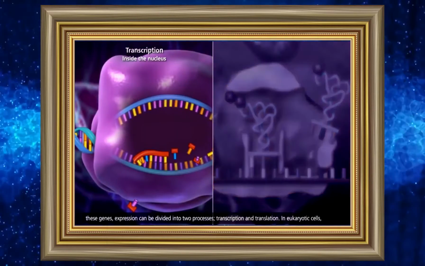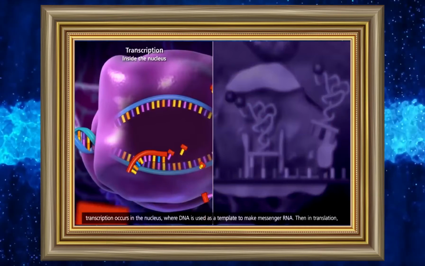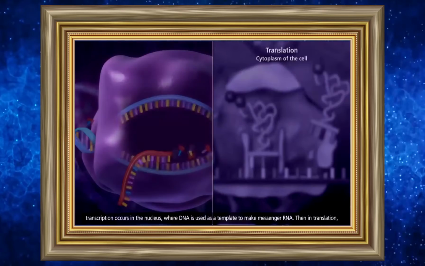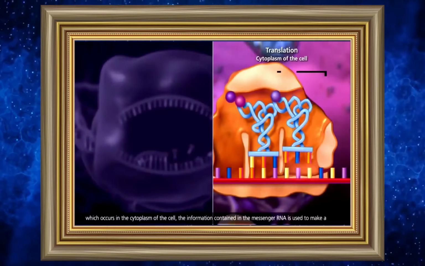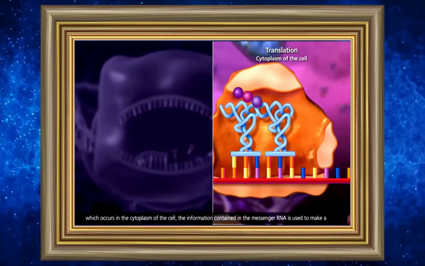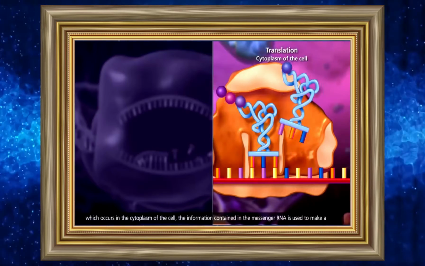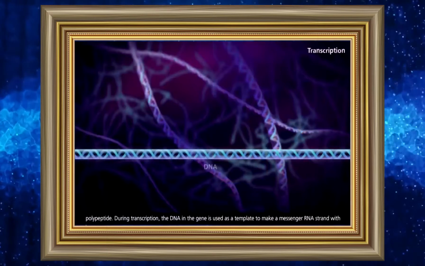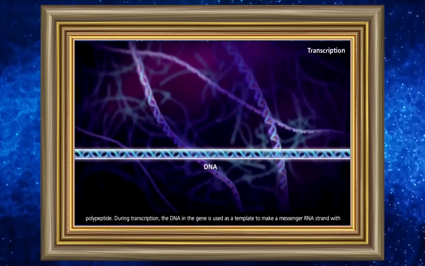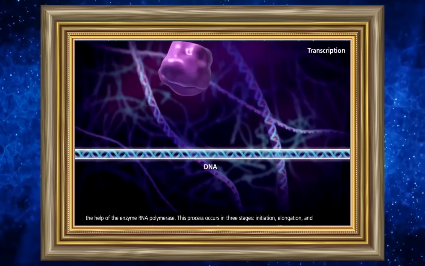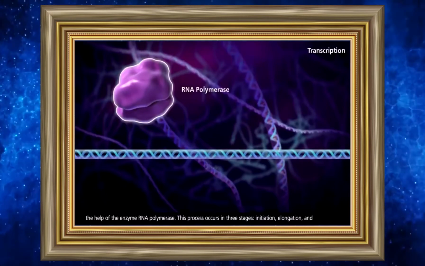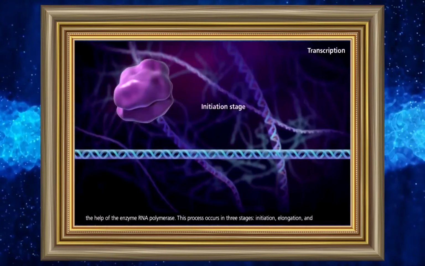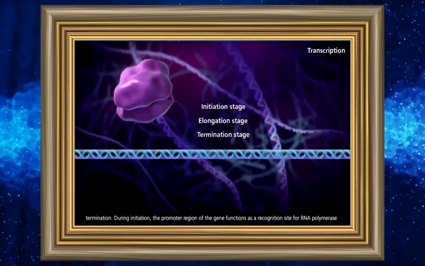In eukaryotic cells, transcription occurs in the nucleus, where DNA is used as a template to make messenger RNA. Then in translation, which occurs in the cytoplasm of the cell, the information contained in the messenger RNA is used to make a polypeptide. During transcription, the DNA in the gene is used as a template to make a messenger RNA strand with the help of the enzyme RNA polymerase. This process occurs in three stages: initiation, elongation, and termination.